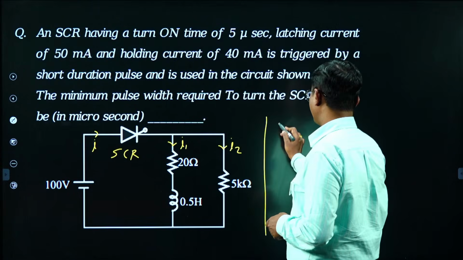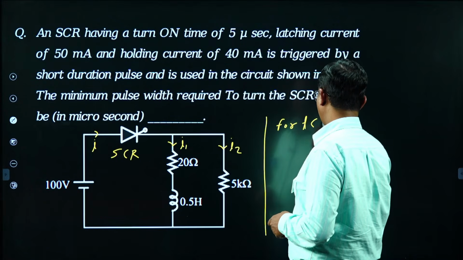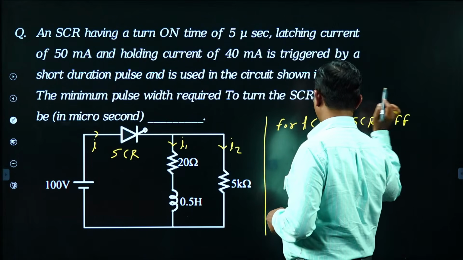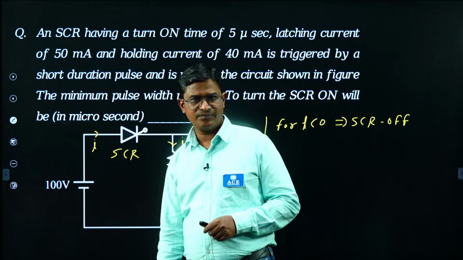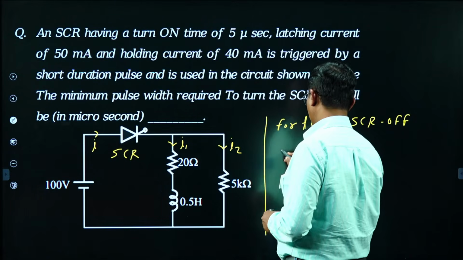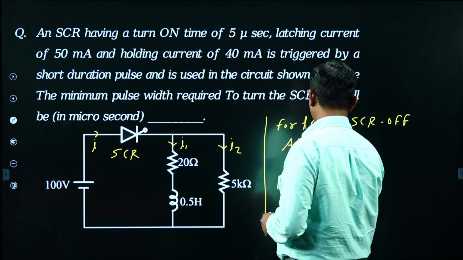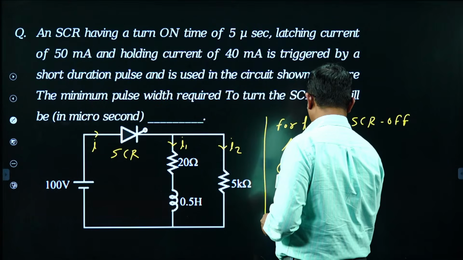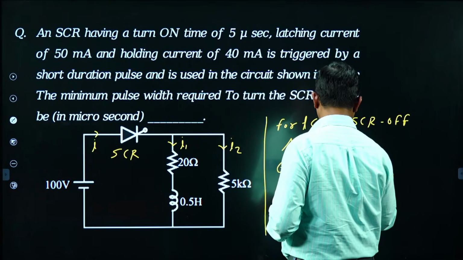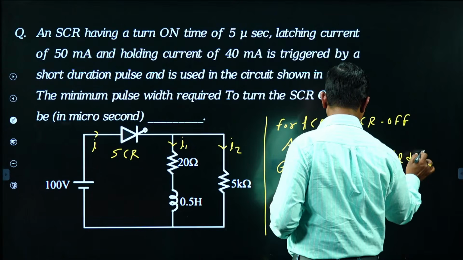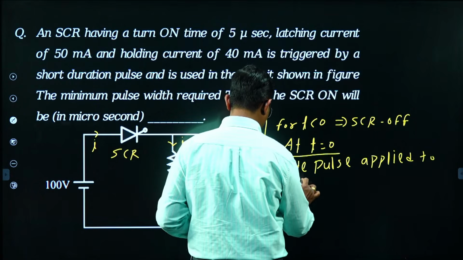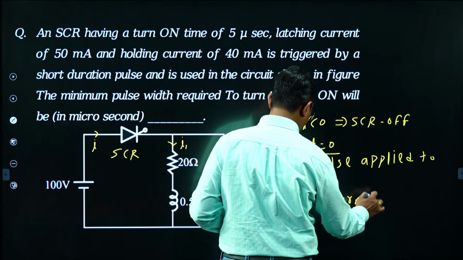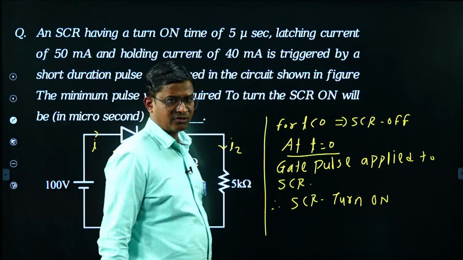For t less than 0, SCR is in an off state. Gate signal is not applied to SCR, so my SCR is in an off state. At t equal to 0, gate pulse is applied to SCR. So therefore my SCR will turn on.